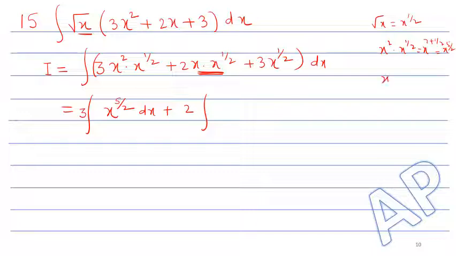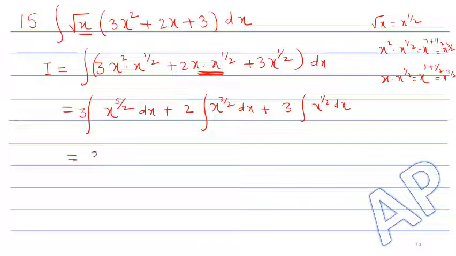Next I have x into x to the power of half, that is x to the power of 1 plus half, that is 3 by 2. x to the power of 3 by 2 ಆಗುತ್ತೆ. We can write it as x to the power of 3 by 2 dx plus 3 into integral x to the power of half dx.